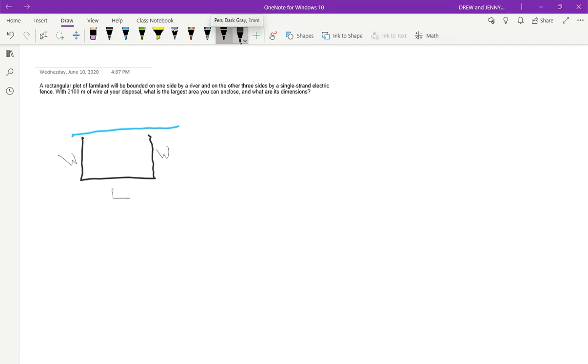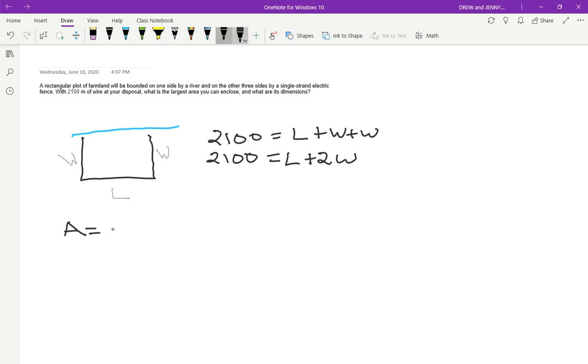Okay, so what we know is that we have 2,100 meters of wire. So the 2,100 needs to equal the side called the length plus each of the sides called the width. And so we get this equation that 2,100 meters of wire needs to equal length plus 2 widths, or 2W. Okay? Now what we're trying to do is get the largest area possible. We know that the area of a rectangle is length times width.